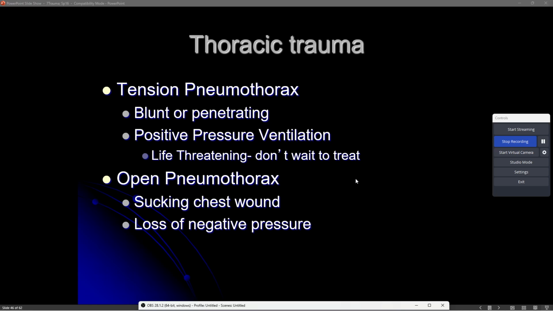So what I want to be on the lookout for, whether it's blunt or penetrating, is tension pneumothorax. Tension pneumothorax is something that occurs when you have a rupture in the lining of the lung, and the lung is now pouring all that breath that you would take in, going right through the hole in the lung and into the actual pleural cavity, putting back pressure on the lung.